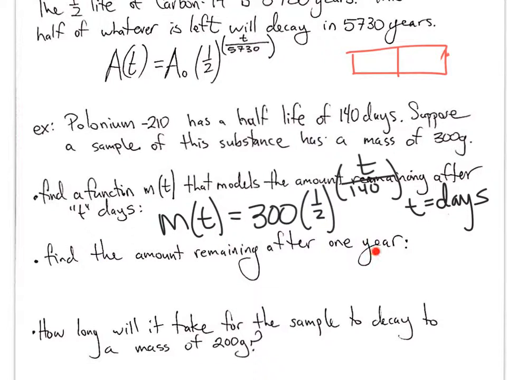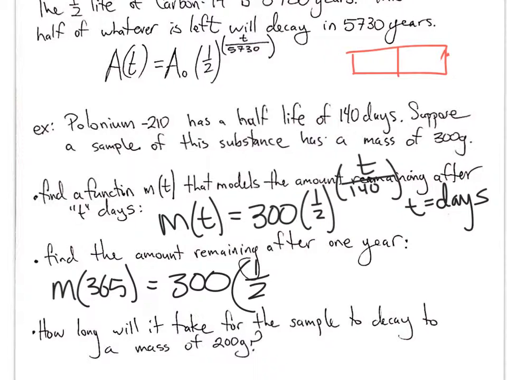Find the amount remaining after 1 year. So after 1 year, the number of days would be 365, and we're solving for mass, the amount. So we could say m of 365, meaning the amount after 365 days, equals 300 times 1/2 to the, and then what do we have? 365 over 140.